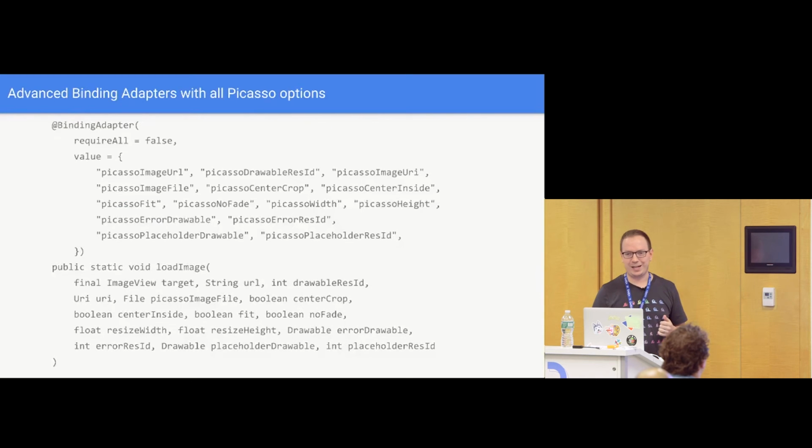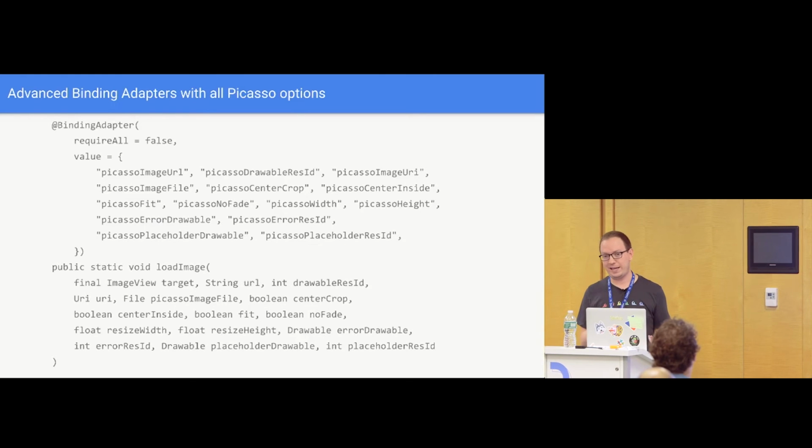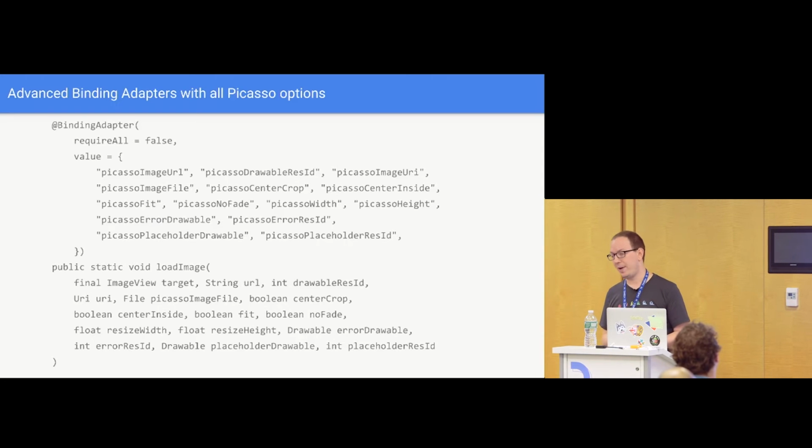So I wanted to quickly include a brief little snippet of a file that you might see in DramaFever's codebase. It's actually shortened a little bit because it's even longer than this, but this is just the method signature. We basically mapped out the entire Picasso API to a single binding adapter, so we can make any type of image loading request directly from XML.